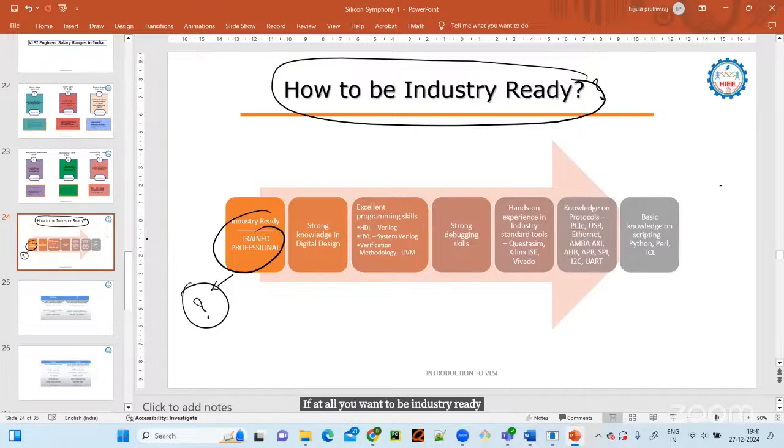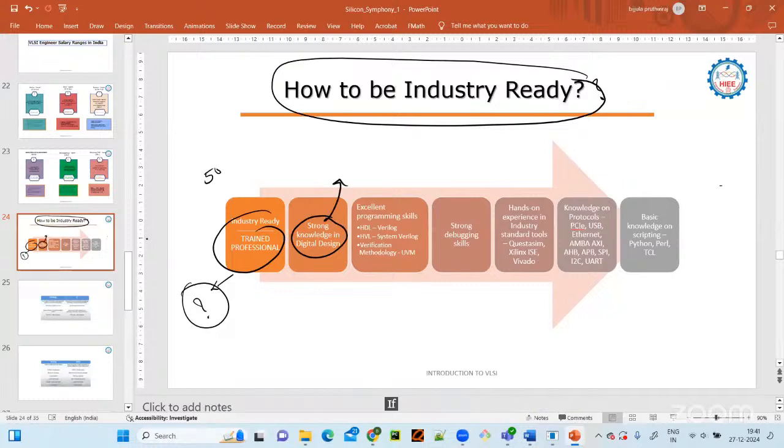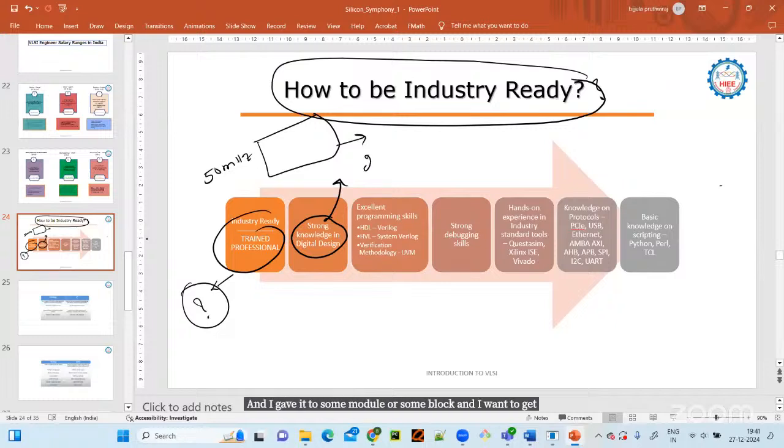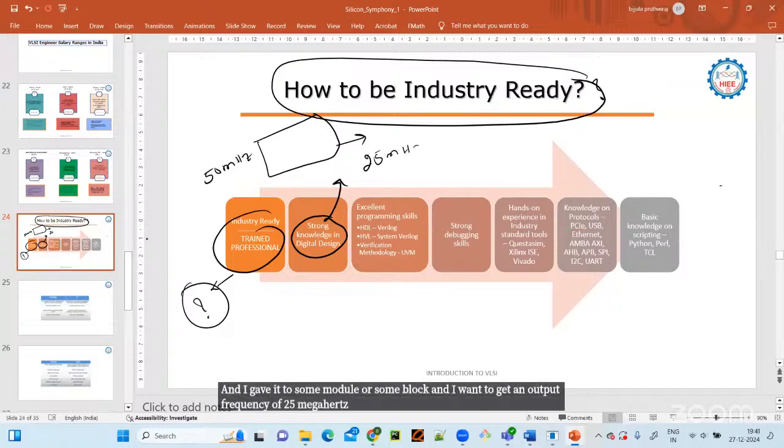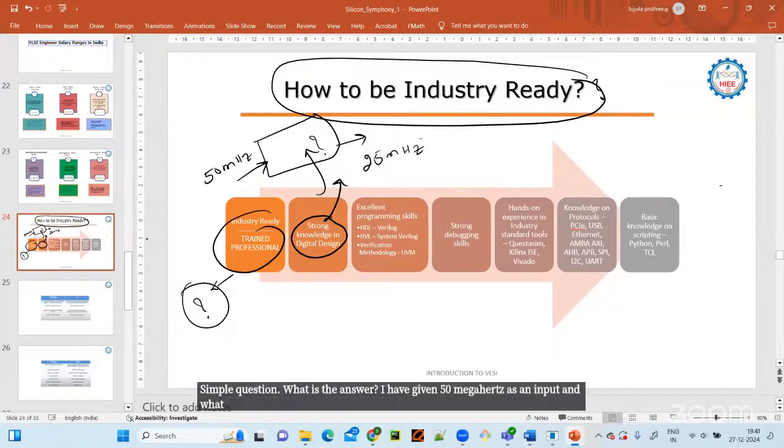First thing is, you should have good knowledge of digital design. For example, if I ask you a question: if I have an input frequency of 50 megahertz, and I give it to some module or block, and I want to get an output frequency of 25 megahertz, what is the circuitry you are going to use here? Simple question. I have given 50 megahertz as the input and I want 25 megahertz as the output. So what will you use in this block? Yes?